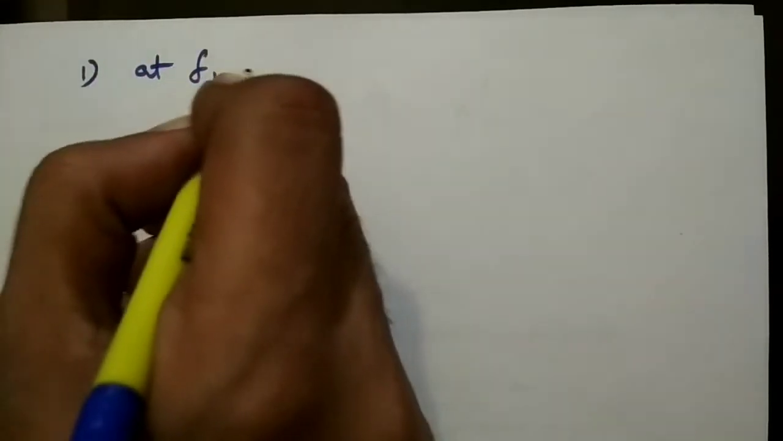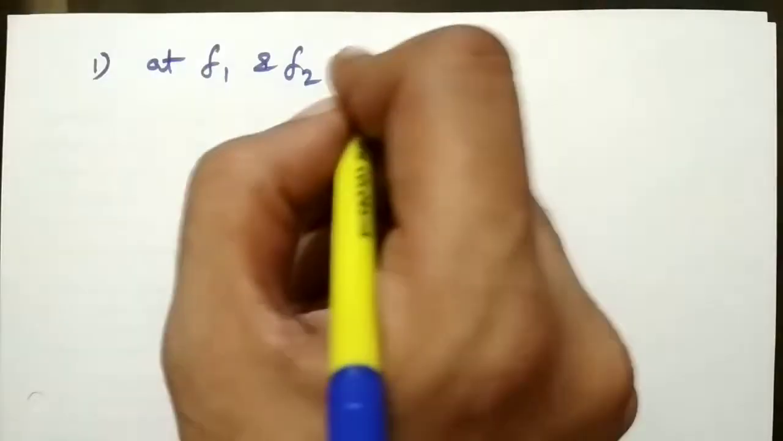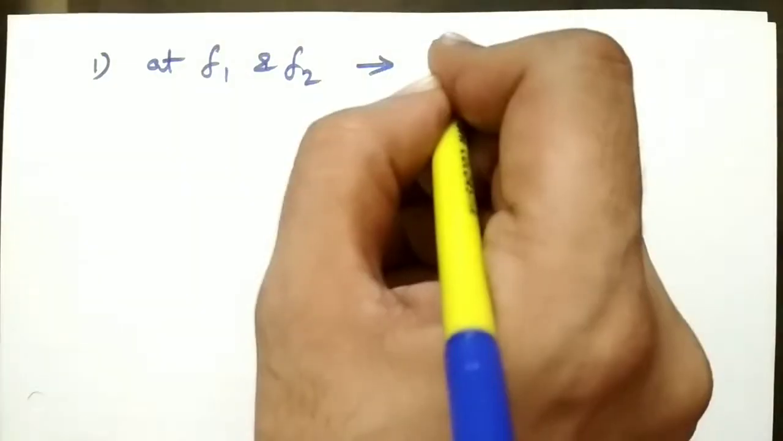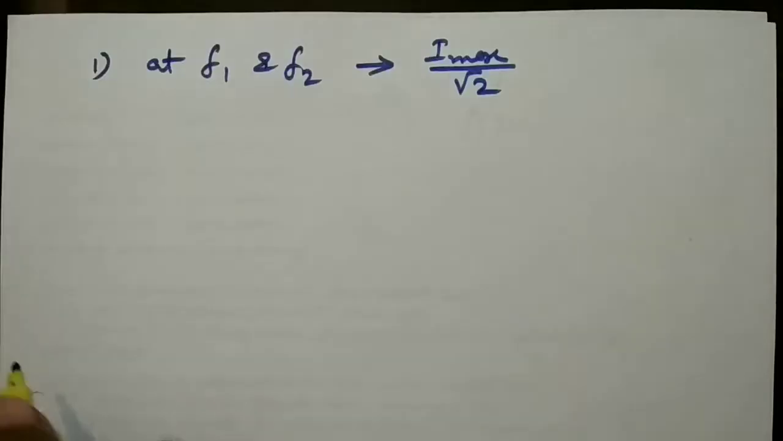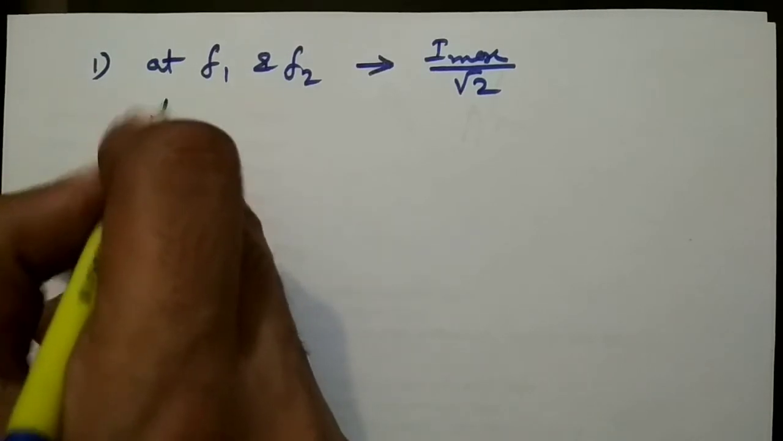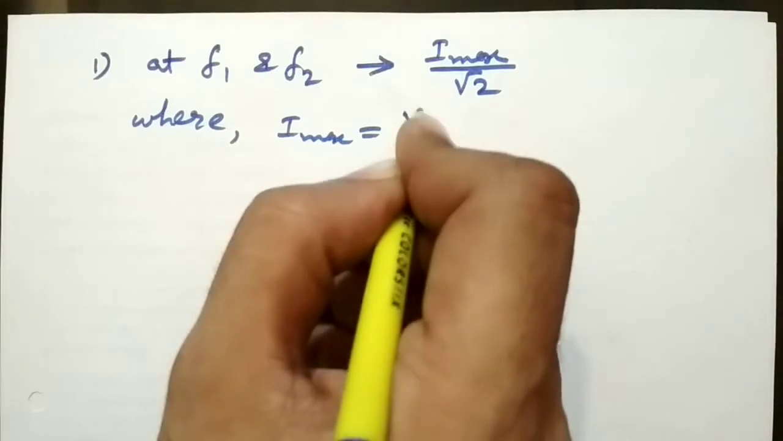So there are some points for the bandwidth and the half power frequencies. We can point them out one by one. At F1 and F2 frequency, the current is Imax upon root 2, where Imax is equal to V upon R.